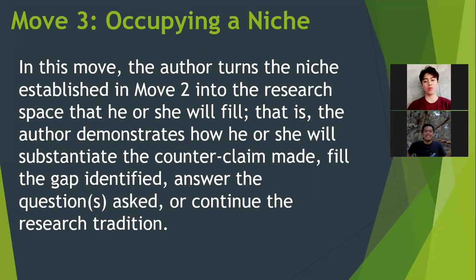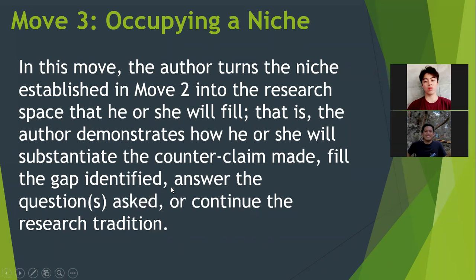Next one is move 3, occupying a niche. In this move, the author turns the niche established in move 2 into the research space that he or she will fill. That is, the author demonstrates how he or she will substantiate the counterclaim made, fill the gap identified, answer the questions asked, or continue the research tradition.